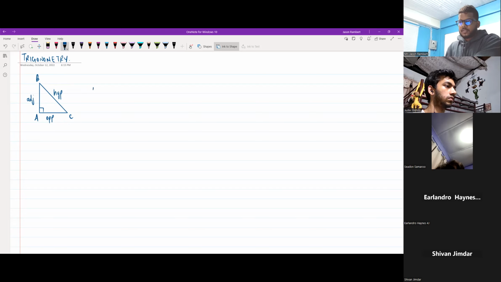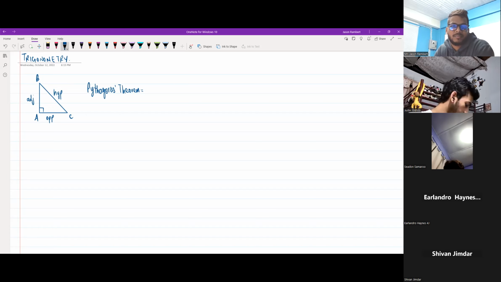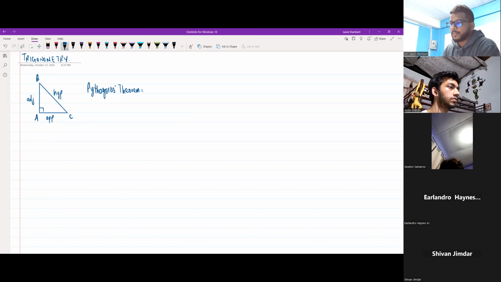But Pythagoras theorem states, you all would have learned that as A squared is B squared plus C squared. I would have shown you all in Form 4 that the theorem is: hypotenuse squared is equal to the opposite squared plus the adjacent squared. Good.